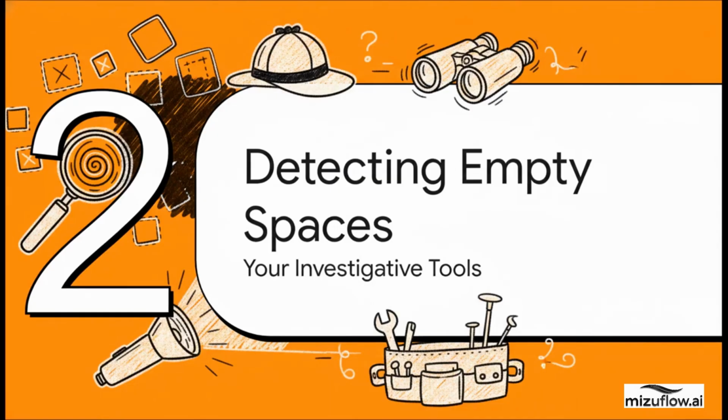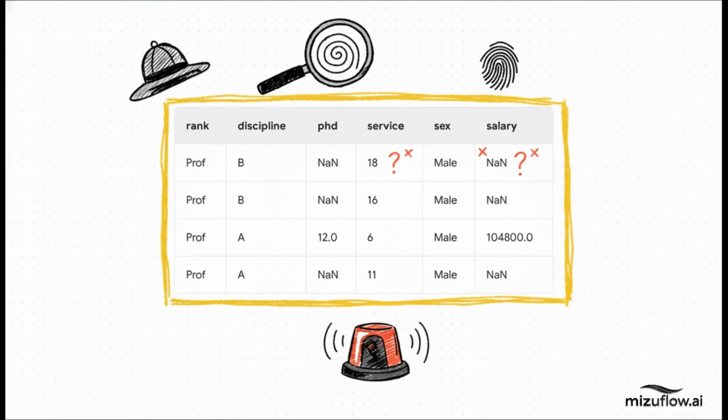Every good detective needs their toolkit, and our first set of tools is all about reconnaissance, right? It's about shining a light into the dark corners of our dataset to find exactly where that data went missing. And here we are at the scene of the crime. This is a sample dataset of salaries, and you can see our suspect, NaN, clear as day, right there in the PhD and salary columns. This is what it looks like out in the wild, and this is exactly what we need to hunt down.